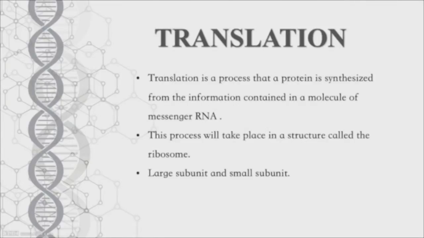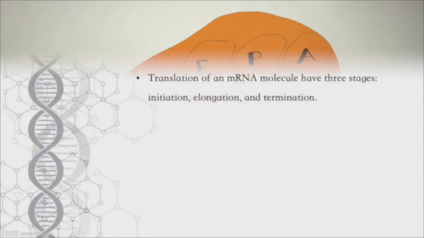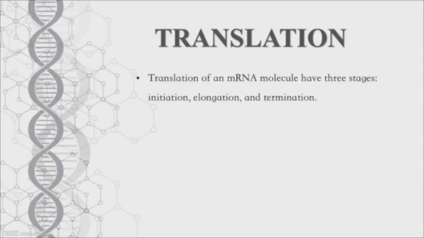Translation is the process of protein synthesis from the information contained in a molecule of messenger RNA. This process takes place in a structure called the ribosome. The ribosome can be divided into 2 sections, a small and a large subunit. Also, they are complex molecules composed of several ribosomal RNA molecules and a number of proteins. Translation of mRNA molecules has 3 stages: initiation, elongation, and termination.